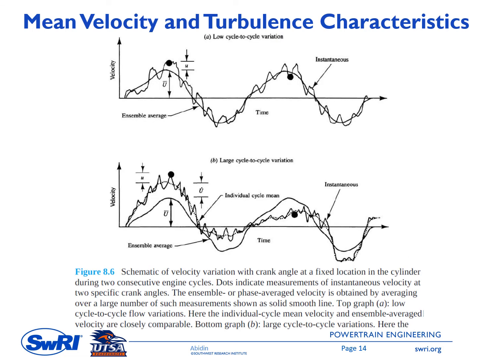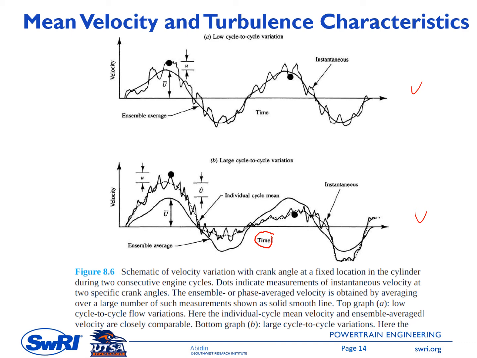This figure is showing a schematic of velocity variation with crank angle. The horizontal axis is the crank angle. In this case, it's written as time, which is crank angle as well, at a fixed location in the cylinder during two consecutive engine cycles. So we have two charts here. On the top is the case where we have low cycle-to-cycle variation, and B here is when we have large cycle-to-cycle variation.